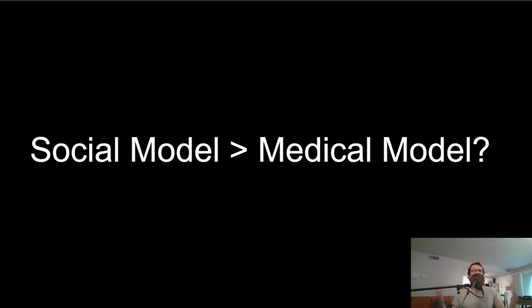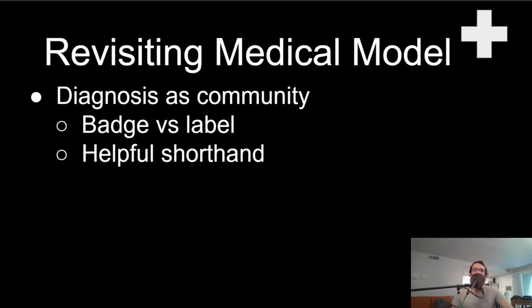So now that we've looked at these two models, it seems pretty clear that there's a winner here. That the social model is maybe a little bit more up to date with our views, and the medical model seems maybe a bit dusty almost. But I want to revisit the medical model now with a bit more of a generous description of it.